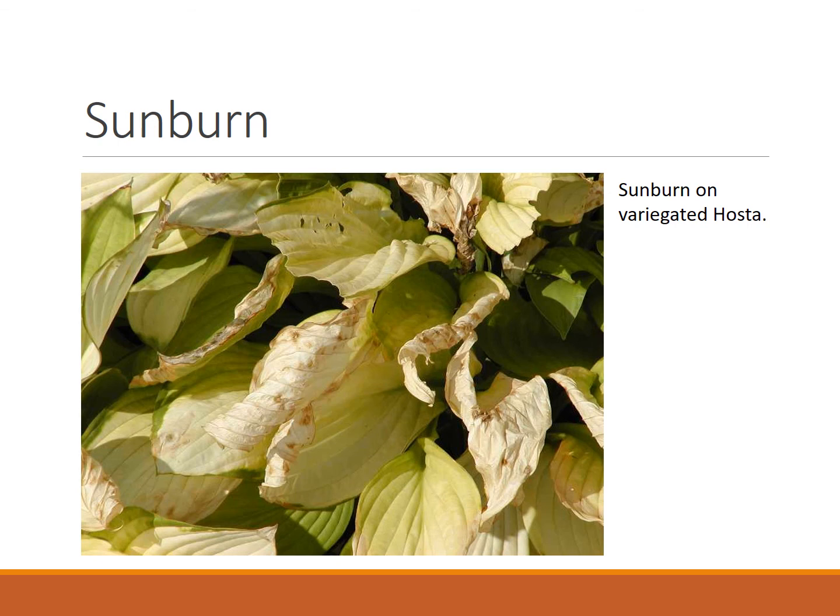Okay, sunburn is also caused by high temperatures. Sunburn is what happens to plants when you take a plant, for example, like a hosta, which is normally a plant that prefers growing in the shade. So it's not a plant that can tolerate full sun. If you move that plant into a sunny location or plant it in a sunny location, it can respond by producing what's called sunburn, and the leaves just turn brown and dry up because that tissue is damaged by the intense sun.